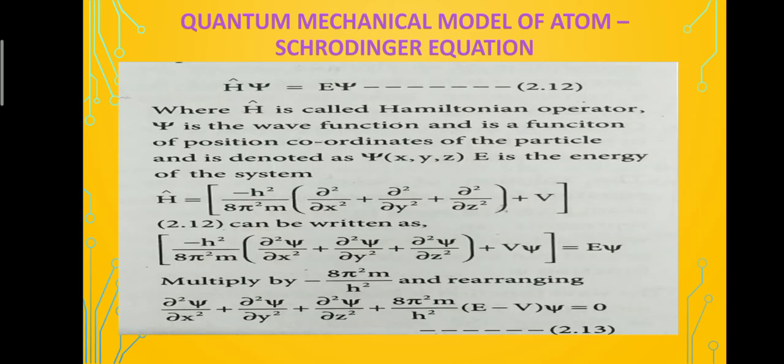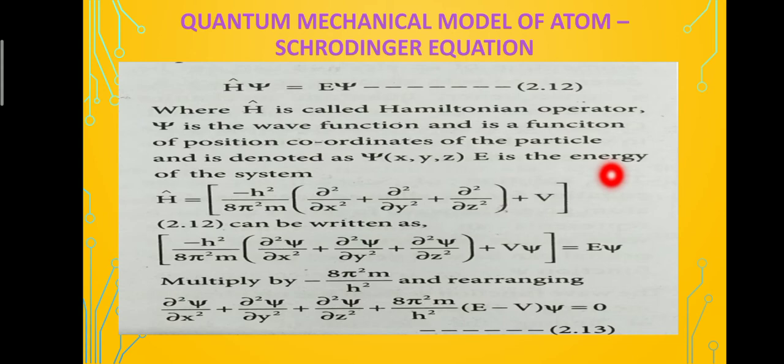And Schrodinger gave a time independent equation, which was given as Hamiltonian psi is equal to, that is H cap psi is equal to E psi, where H cap is a Hamiltonian operator and psi is the wave function and is a function of the position coordinates of a particle x, y, z. So psi is denoted as psi(x, y, z), and E is the energy of the system.